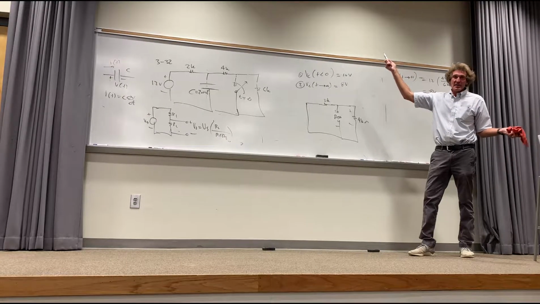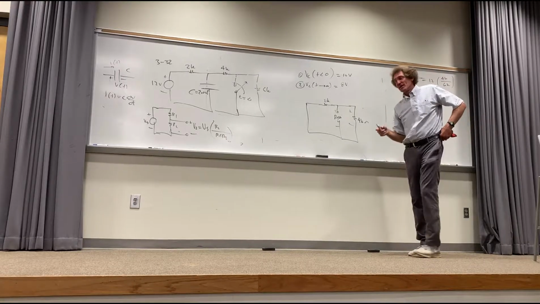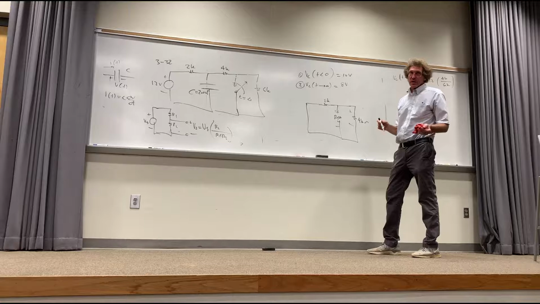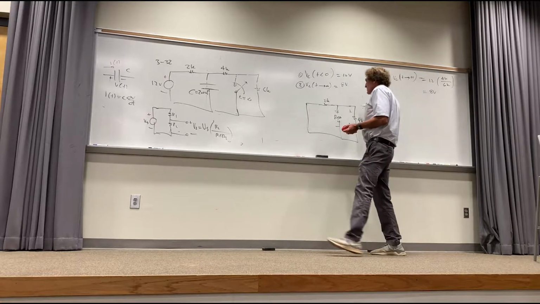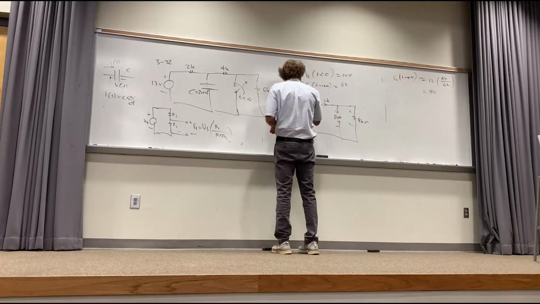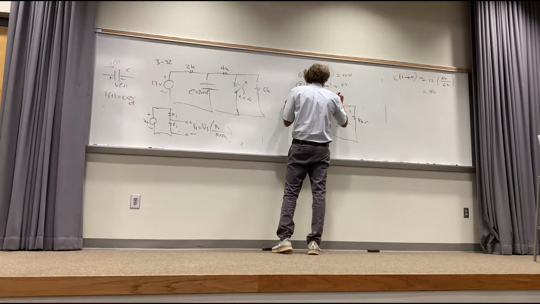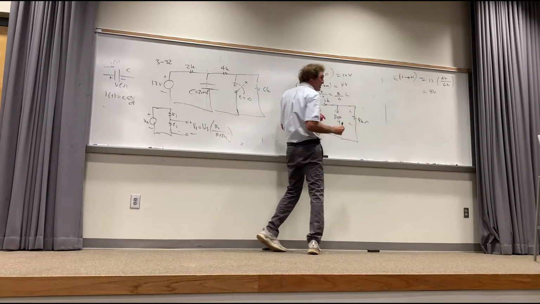Engineers, please think, not react. So between here and here, we have 2K in parallel with 4K. What is R Thevenin? Well, it's equal to what? You could say 2 times 4 over 2 plus 4, that's 8 over 6K, right?